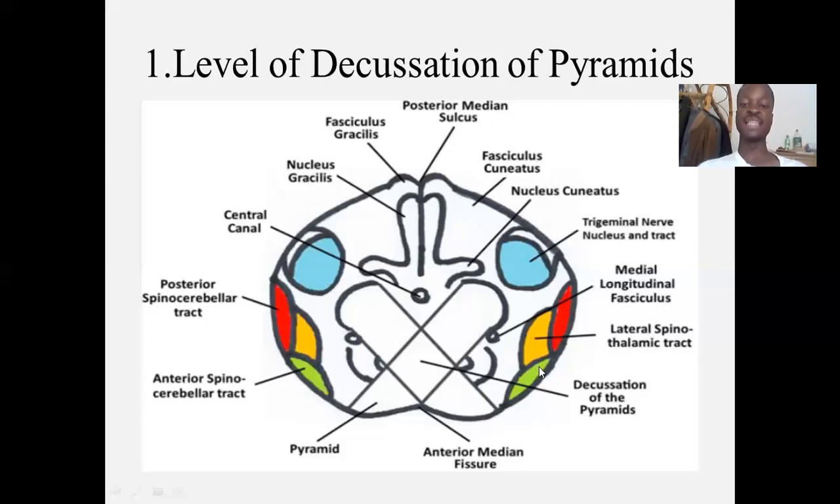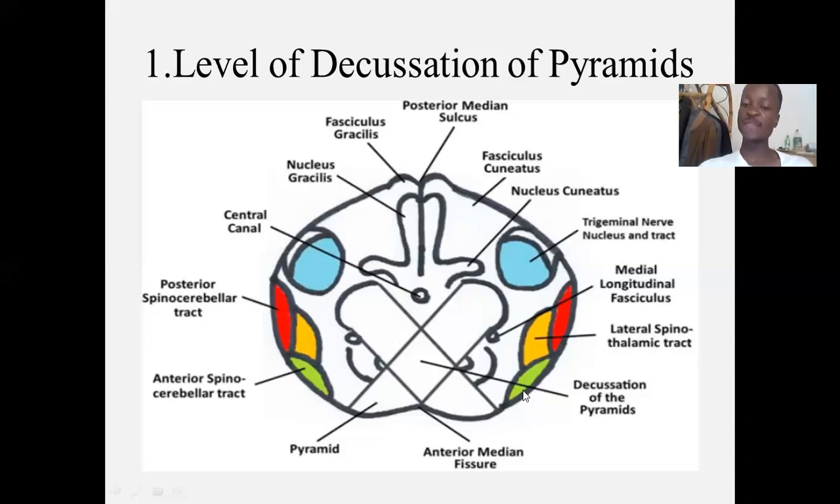So you have the anterior spinocerebellar tract, which is this one, and you have the posterior or the dorsal spinocerebellar tract, which is this one. The dorsal spinocerebellar tract will be originating from the Clarke's column or the nucleus thoracicus in the thoracic region, whilst this anterior spinocerebellar tract will be originating in the lumbosacral region. Together, they will be carrying proprioceptive fibers.